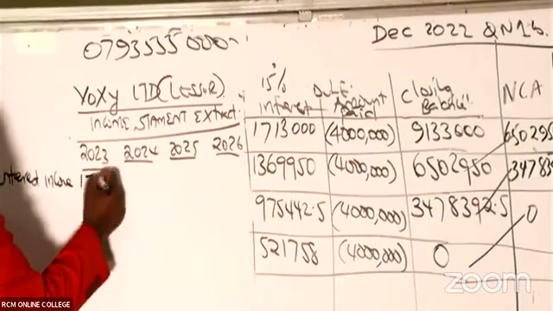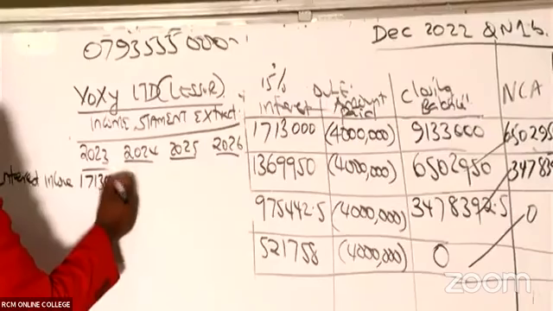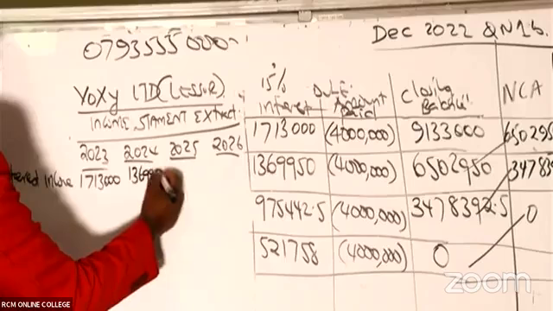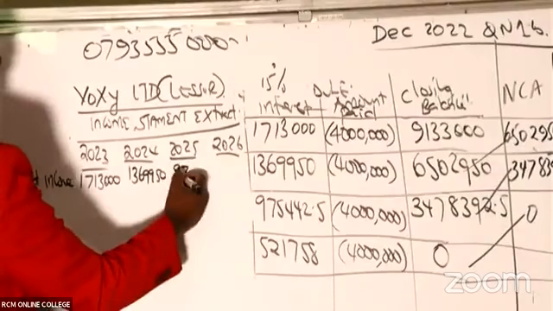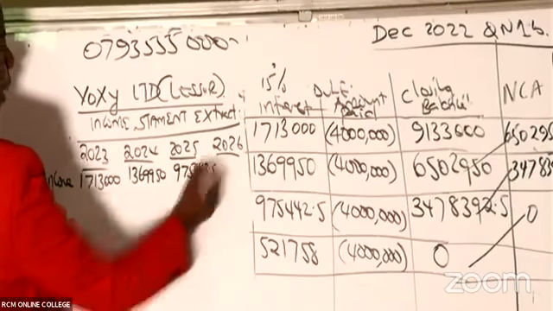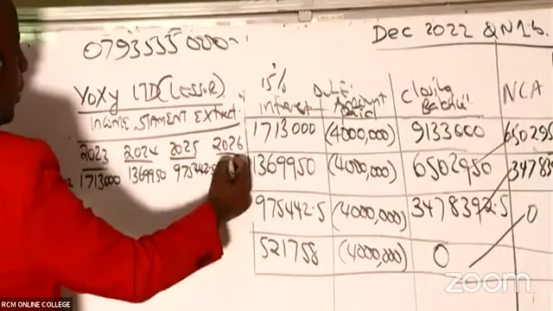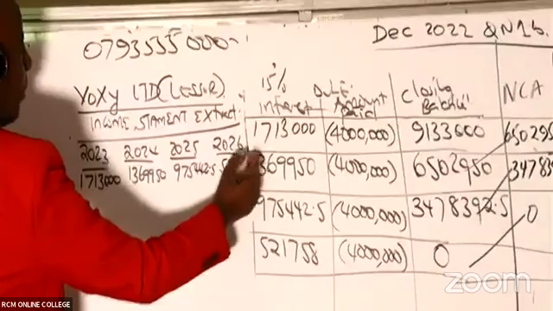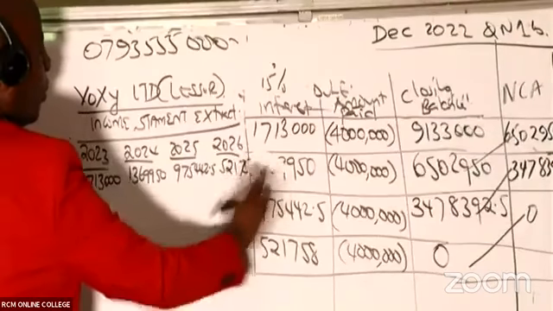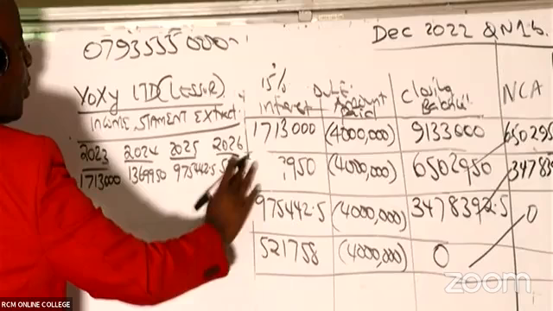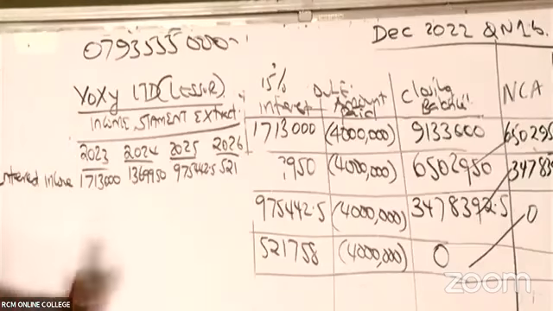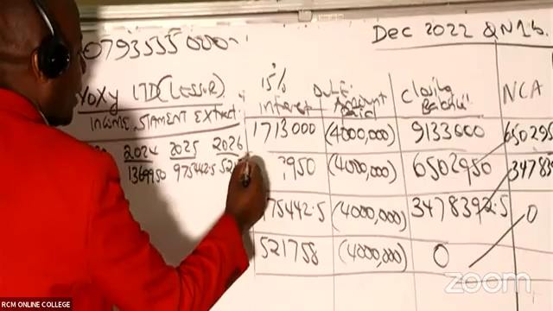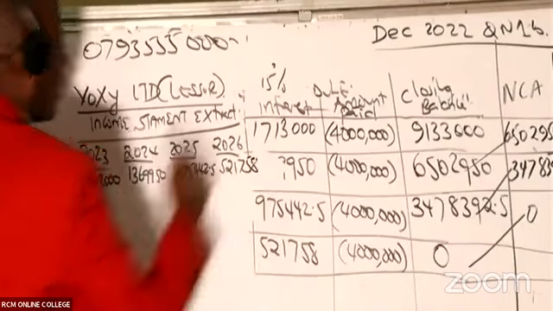Big figures, 13,000. So we have here 136, 99.50. We have here 975, 442.5. We have 521, 758. These are just ticks coming your way without even knowing what you're doing. I'm telling you, this paper is a science. Once you understand some mechanics here, you can never go wrong. 521, 758, and 58.